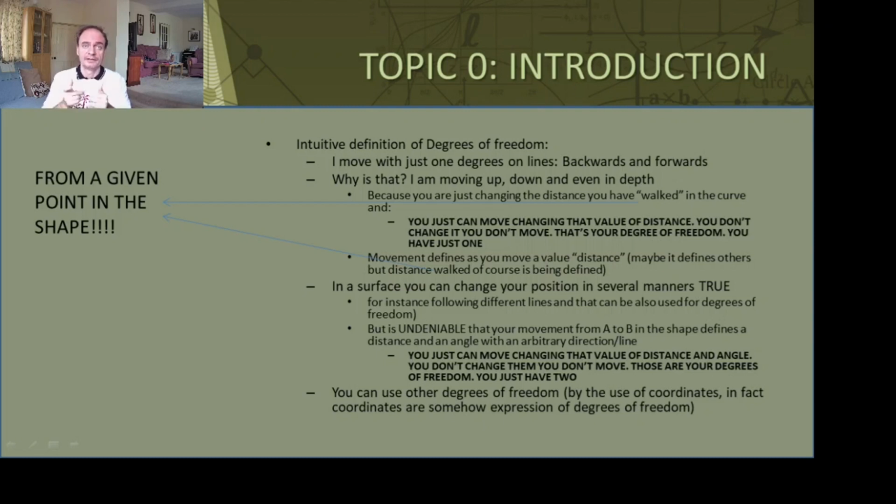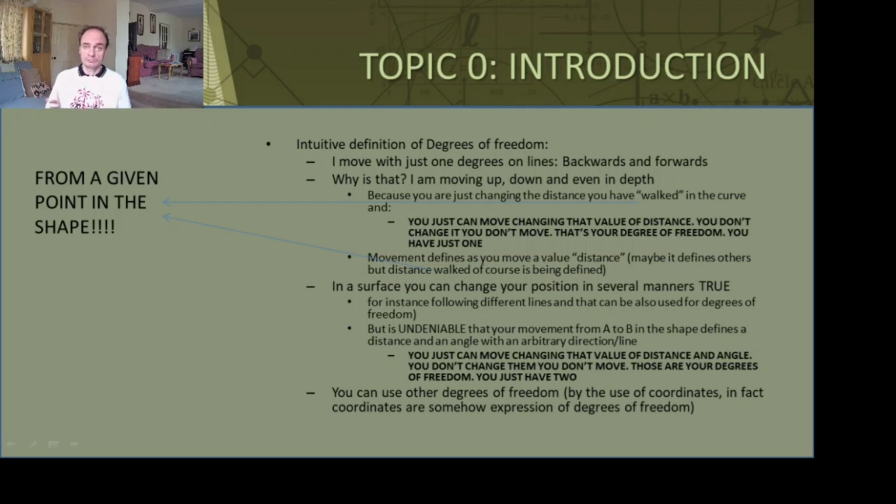And those are your 2 degrees of freedom. There you have them: distance to origin and angle with arbitrary north. And you won't be able to move without changing those values. You have to either change your distance to the origin of coordinates or change your angle, or you won't be moving. That's on one side. And on the other side, any point on the surface is defined by those 2 values. And that's why we say in a surface you have just 2 degrees of freedom.